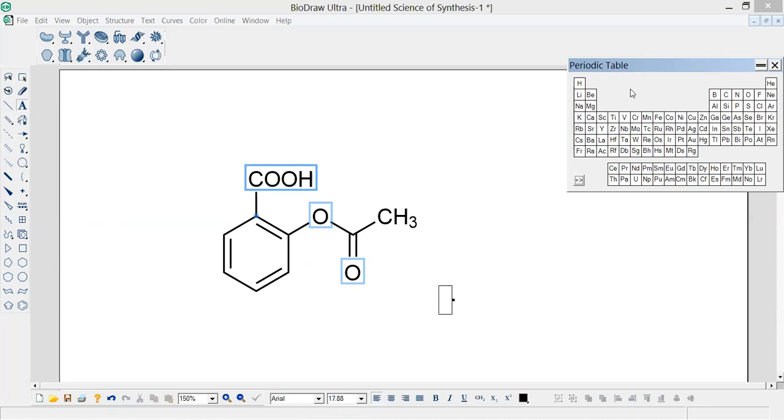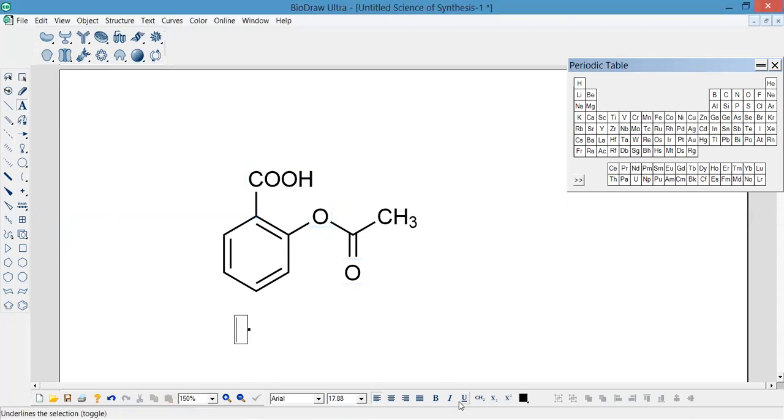This periodic table includes all the atoms that exist in this world that are to be represented in a chemical structure, in the form of covalent bond or ionic bond, whether it is an organic molecule, an inorganic molecule, or in the ionic form. This is aspirin. Now take the text mode, put it here, and write down aspirin, that is acetyl salicylic acid.